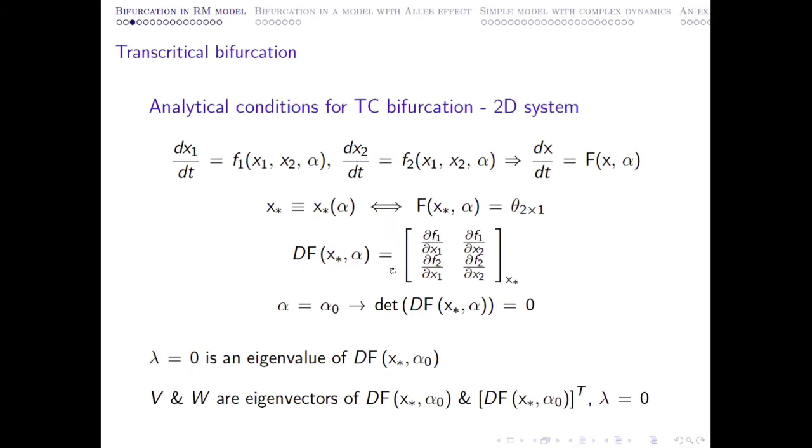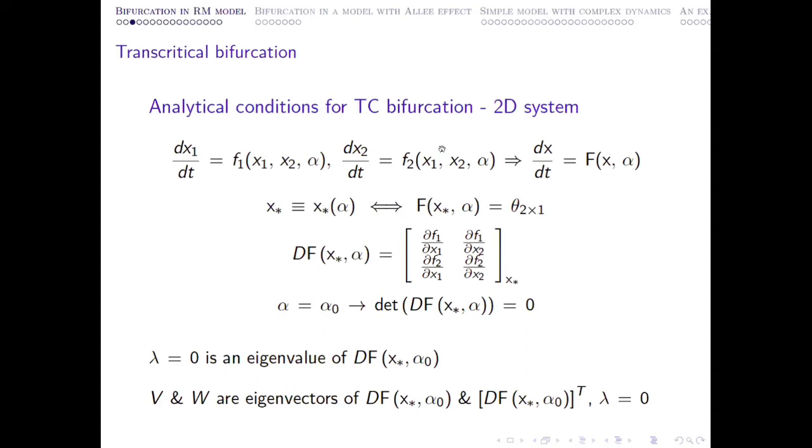Now, as I have mentioned, this system undergoes a transcritical bifurcation. In my yesterday's lecture, I talked about only the analytical condition for transcritical bifurcation. Sorry, not yesterday's lecture, day before yesterday. Transcritical bifurcation for one-dimensional system. Now, for two-dimensional system, we need some additional results to ensure this undergoes a transcritical bifurcation.